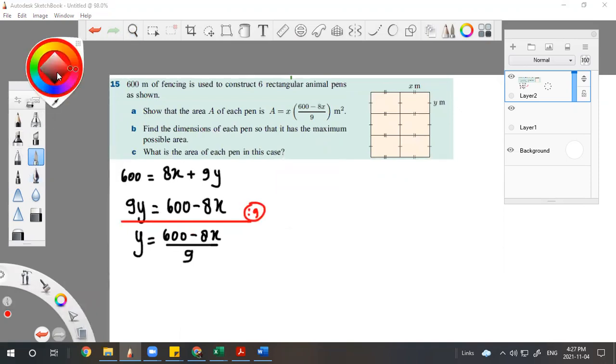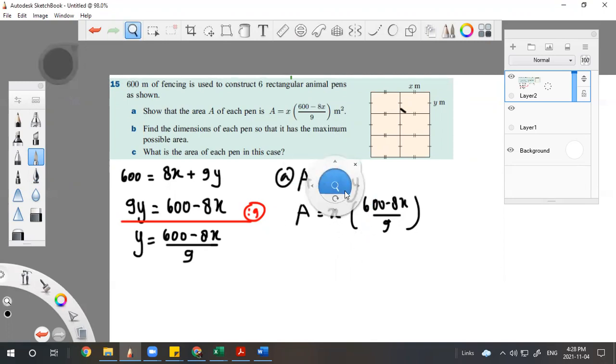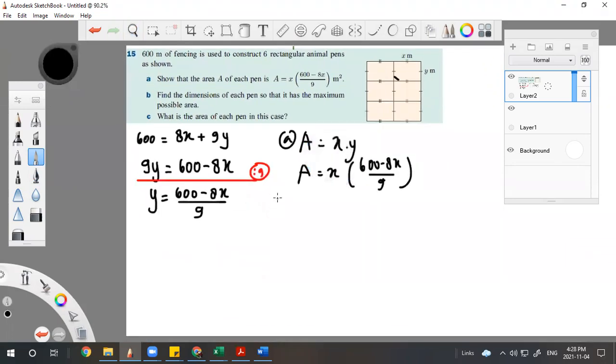Each pen, so area equals x times y, right? Because for each of the pens, area equals x times y, which is x times 600 minus 8x over 9. See, proven, right? Done. And find the maximum possible area. Okay, maximum possible area. So area is equal to 600x minus 8x squared over 9, right?